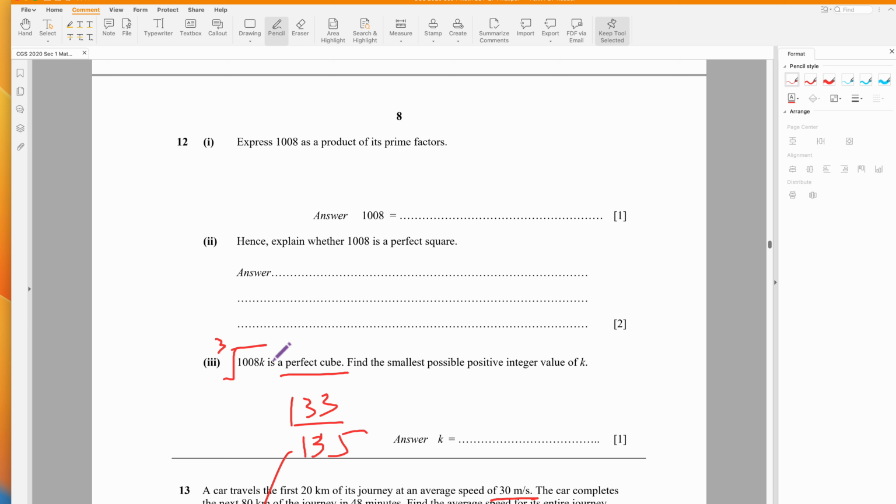I got 2. So how many 2s do you need before it can be cube rooted? 2 more 2s, so it's 4. How many 3s do you need? 1 more 3. How many 7s do you need? 2 more 7s. So this is the smallest case. But it's so big. So big, so what?